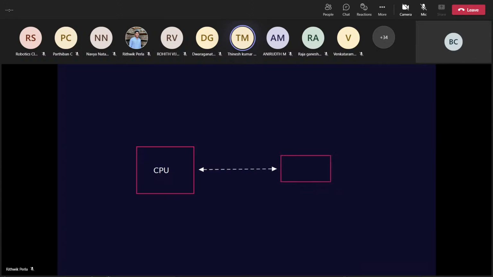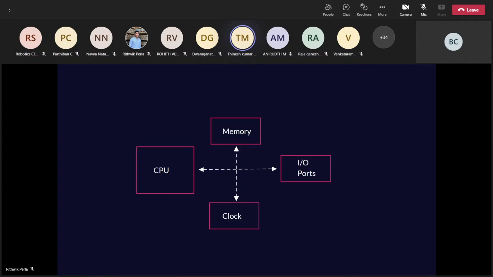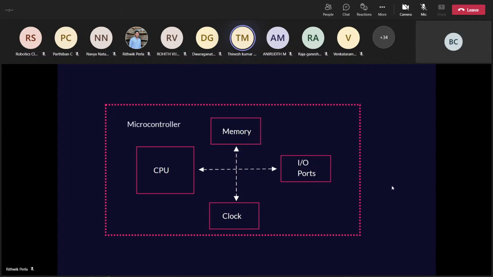As you have already seen, the microprocessor is connected to the memory, input-output ports, and clock externally. Not my word, externally. Without the memory, input-output ports, and clock, the CPU cannot work. It cannot work without these three components being connected externally. So what if I say we can put all these together into one entity? That is called a microcontroller.